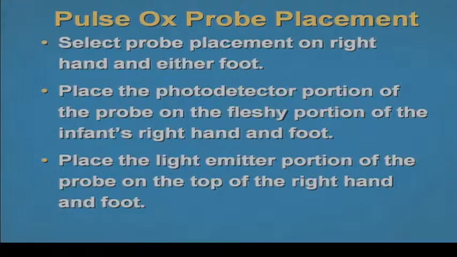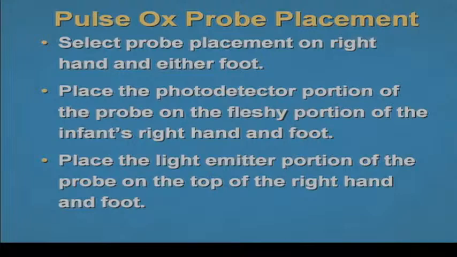So it is important to select probe placement on both the right hand and either foot. And the right hand is used to detect preductal blood shunting across the patent ductus arteriosus, which is common in many types of these critical heart defects. The left hand has often been ignored because it was unclear if the ductus arteriosus influences left hand arterial perfusion. So the right hand has been found to be the most accurate value that reflects arterial oxygen saturation.